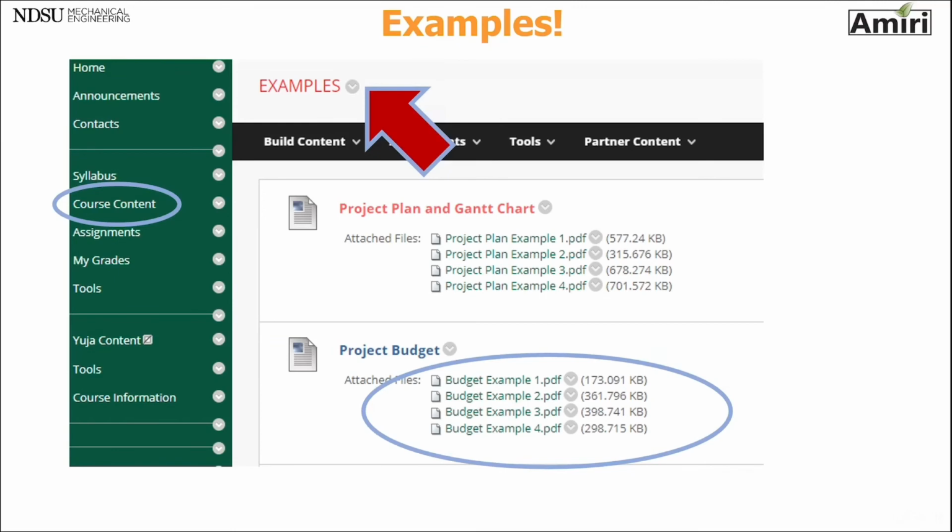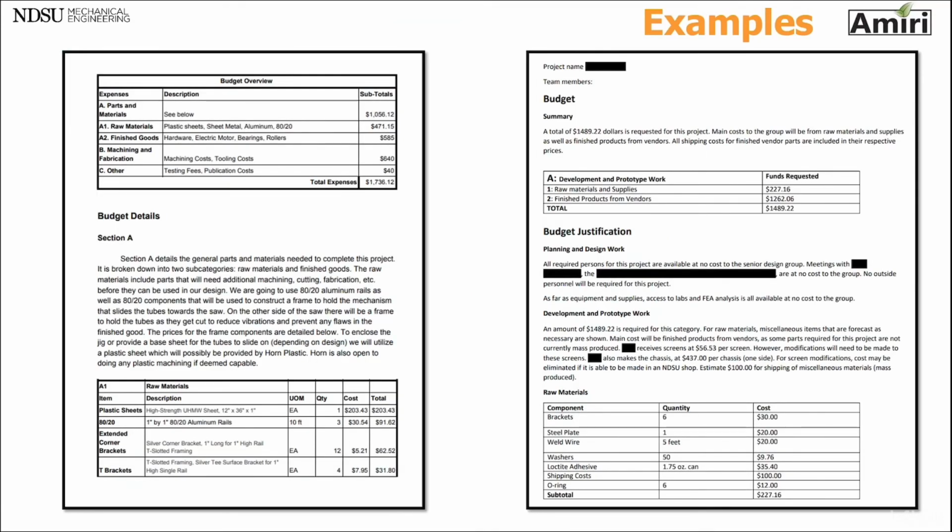I posted some examples of budget on Blackboard. If you go under course content, there's a folder of examples, and I posted 4 examples of 4 different projects for your attention. I'm not going to go through them. Please download them, look at them, and read each project and see what is the narration of the budget and what they've explained and how they justified their budget.